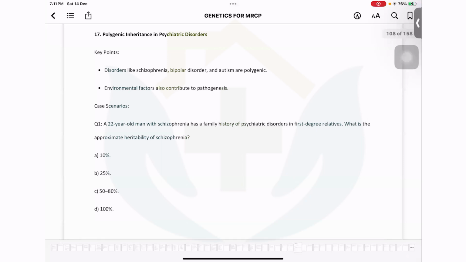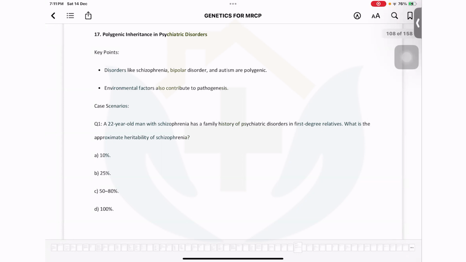So nowadays, a few questions have come, like a 22-year-old man with schizophrenia who has a family history. Those who have prepared through the question banks would know that these questions keep on occurring in the exam. A 22-year-old man with schizophrenia has a family history of psychiatric disorders in first degree relatives. What is the approximate heritability of schizophrenia? 10, 25, 50 to 80, or 100%?